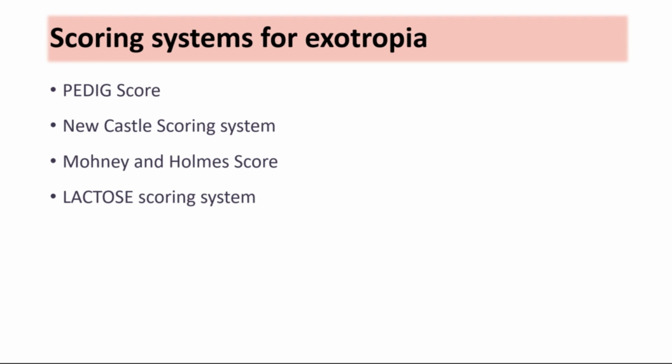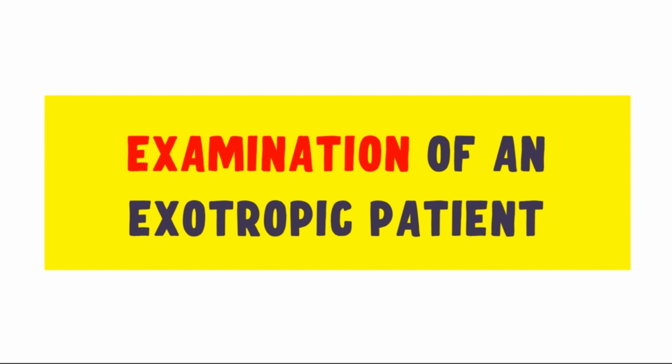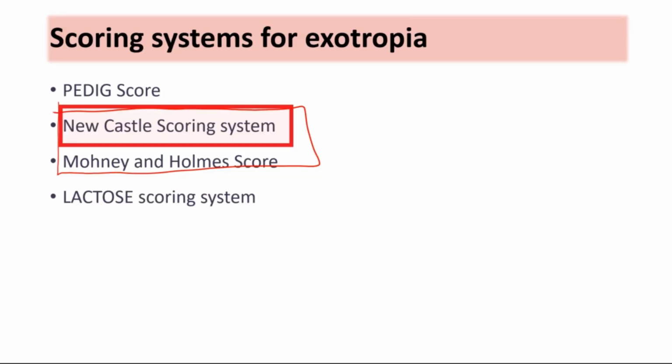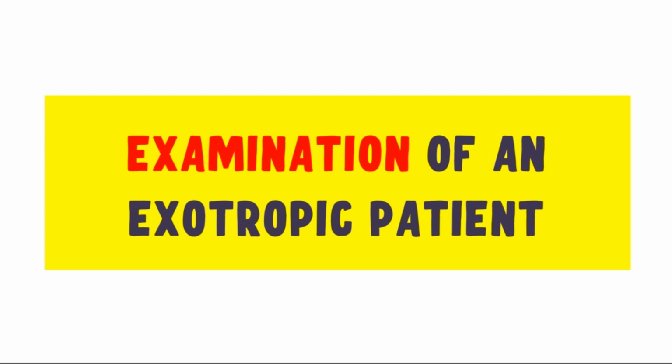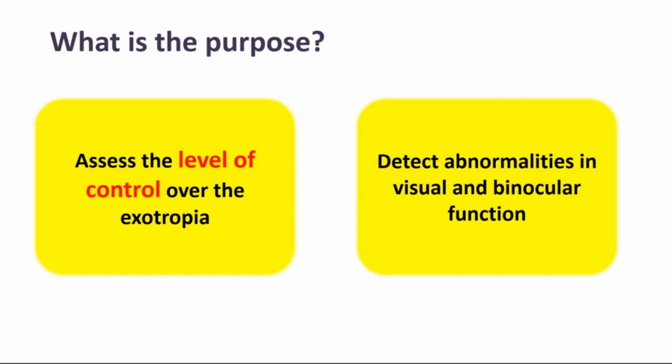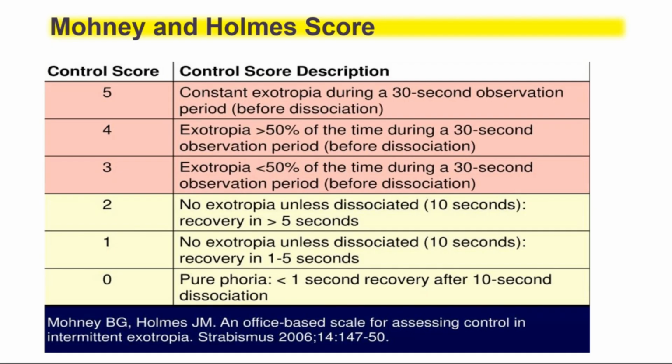Okay, now there are a lot of scoring systems for exotropia control. We have the PDIC score, we have the Newcastle scoring system, and we have the Mohney and Holmes score. In this video, we shall be talking about two of these scores, right? First, we'll talk about the Mohney and Holmes score, all right? In the examination of an exotropic patient, the whole purpose is to assess the level of control over the exotropia and to detect abnormalities in visual and binocular function. So, first, let us talk about the Mohney and Holmes score.